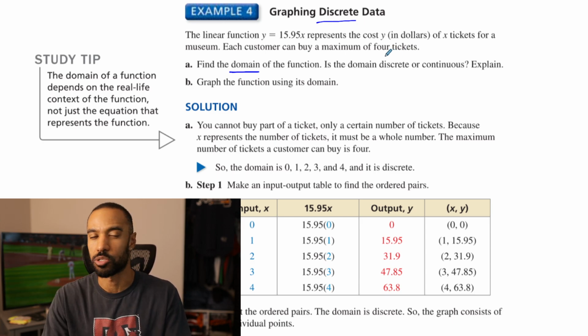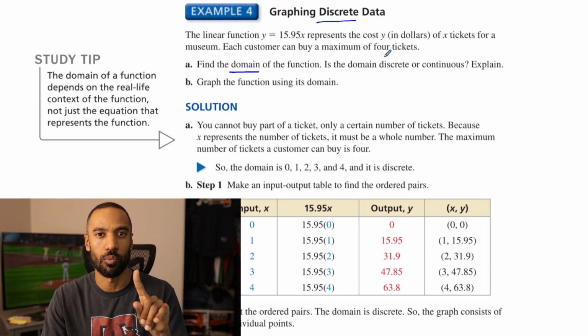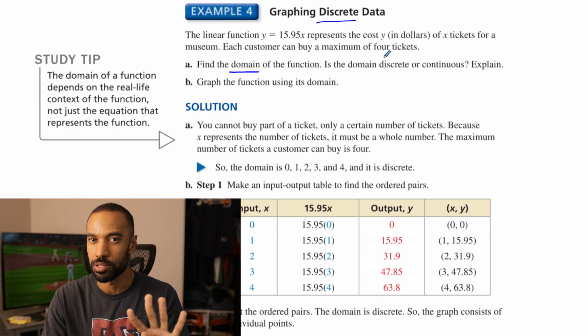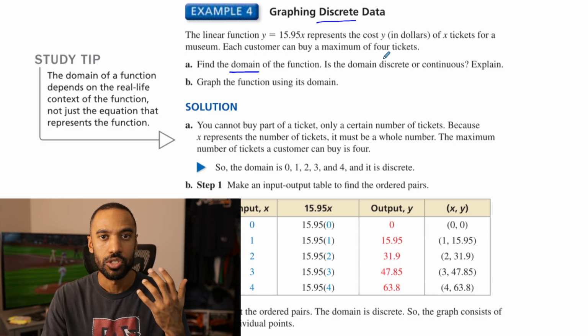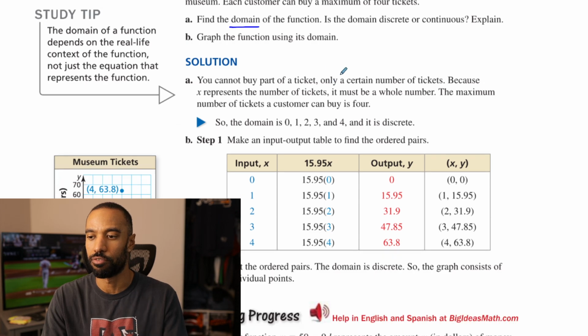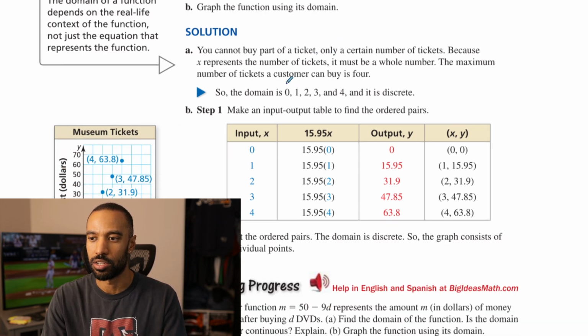So what's our list of possible tickets you could buy? You might think 1, 2, 3, 4, and you're close. You could also not buy any. So you can buy 0 tickets, 0, 1, 2, 3, or 4. So let's look at that scenario for domain. Domain is 0, 1, 2, 3, and 4.